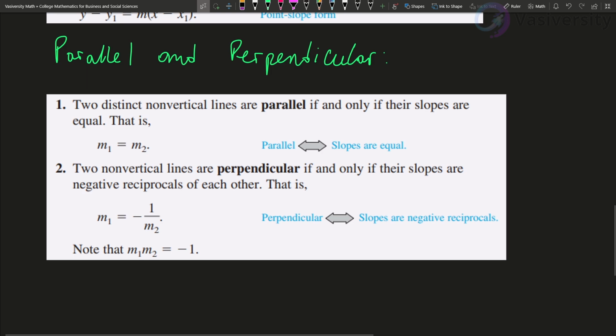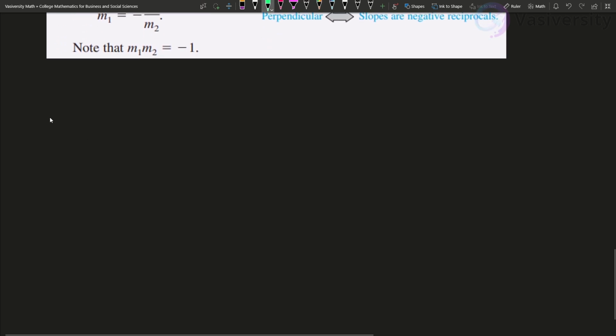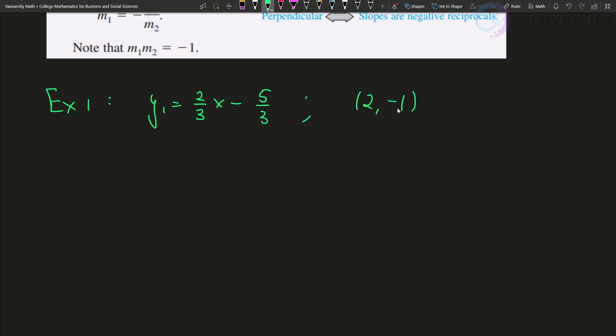Okay, and let's go ahead and take a look at one example, specifically for parallel and perpendicular lines. So example 1. We're given an equation y1, which is equal to 2/3 x minus 5/3. We're given a point (2, negative 1), and we want to find a parallel line through that point and a perpendicular line. For part A, what are we going to use? We're going to use the point-slope formula, and we're going to first find the parallel line.